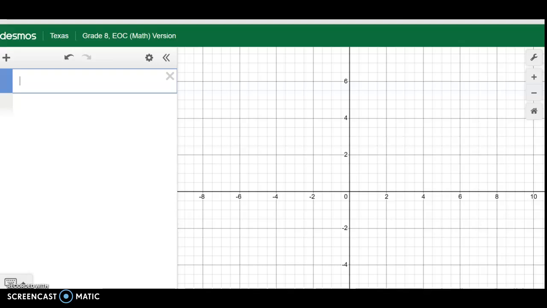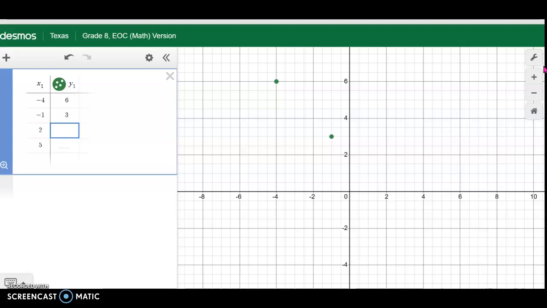Oops, wrong thing. Here we go. So plus, add a table, and we're going to add that first table that we see on there. I'm going to put in my x's first, -4, -1, 2, 5. Make sure you put them in order. And then the y's, 6, 3, 0, -3.